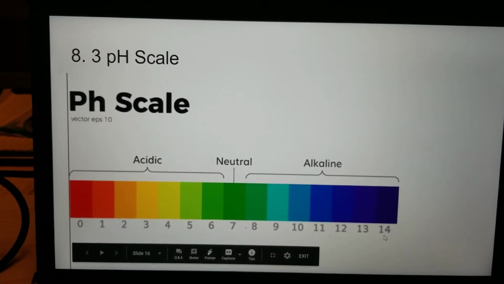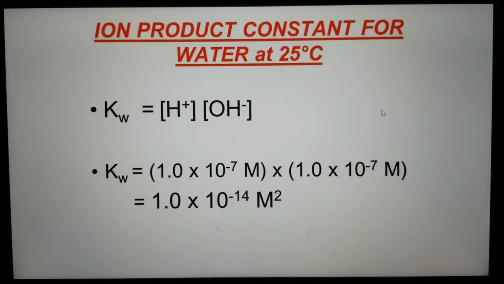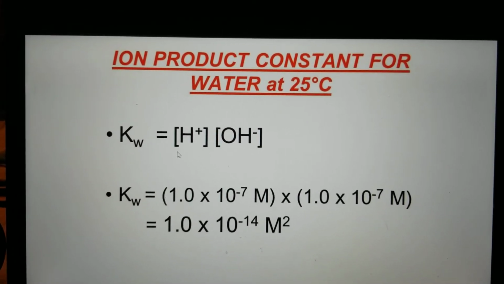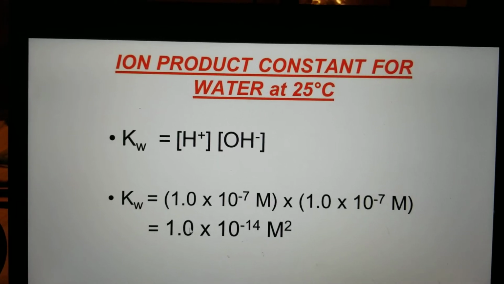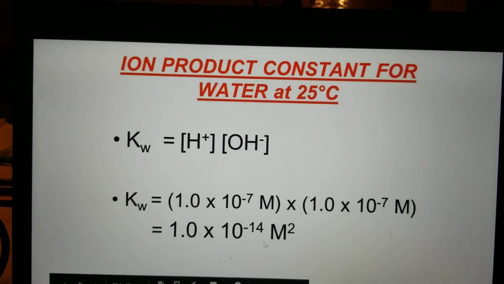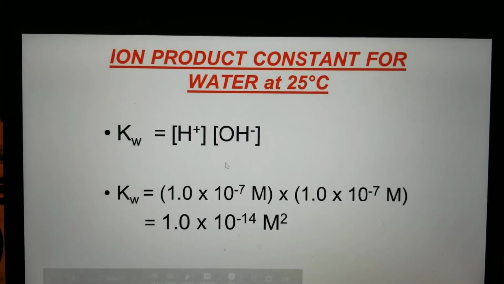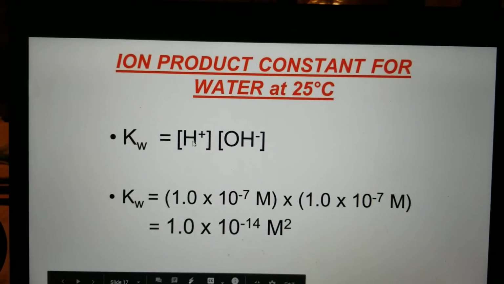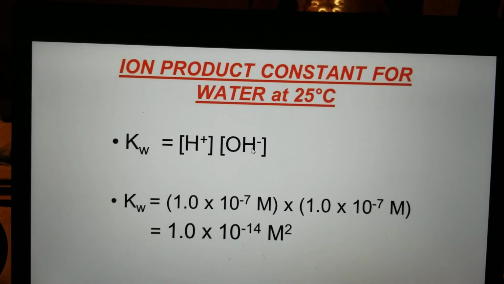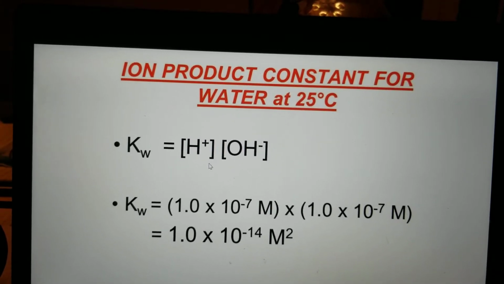And that goes along with what we're going to talk about next, which is the ion product constant for water. So Kw is the ion product constant for water. Now, the value of that is 1.0 times 10 to the negative 14 molar squared. This is actually given to you in the data booklet, but let me tell you how they get it. They take the concentration of the H plus ions and multiply it by the concentration of the OH minus ions. Also, remember, square brackets mean concentration.